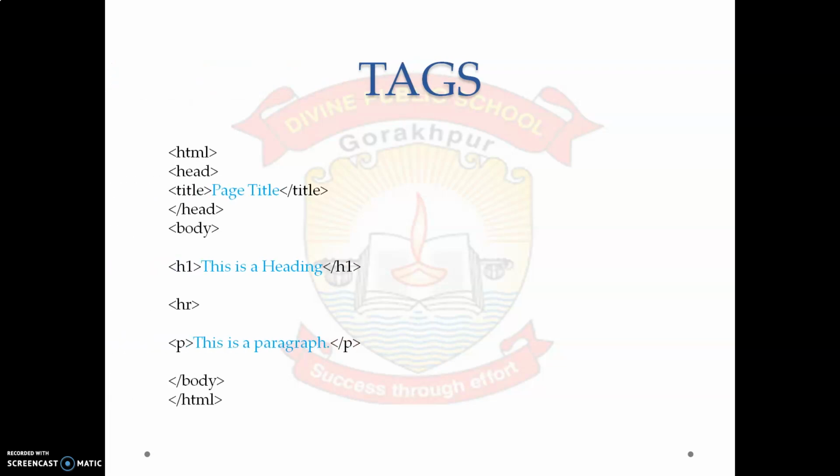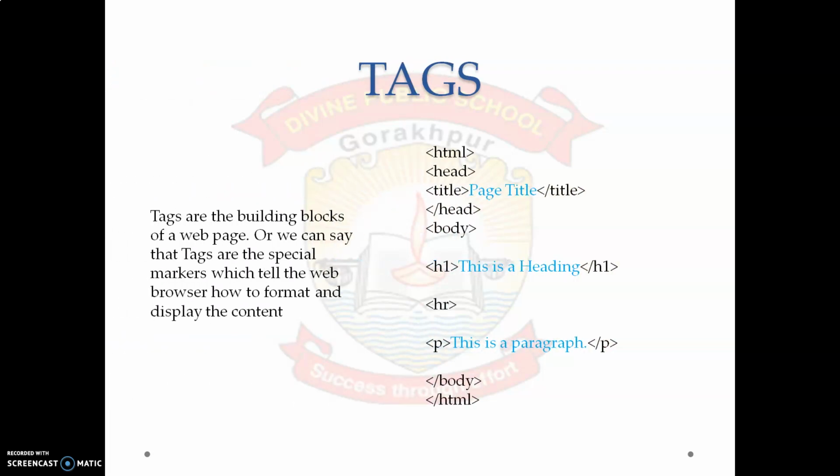First one is tag. What is a tag? Tags are the building blocks of the web page, or we can say that tags are the special markers which tell the web browser how to format and display the contents. It means whatever code we are using for creating an HTML page, there we use some kinds of tags. Those tags tell the browser how to arrange the text, how to present the text.